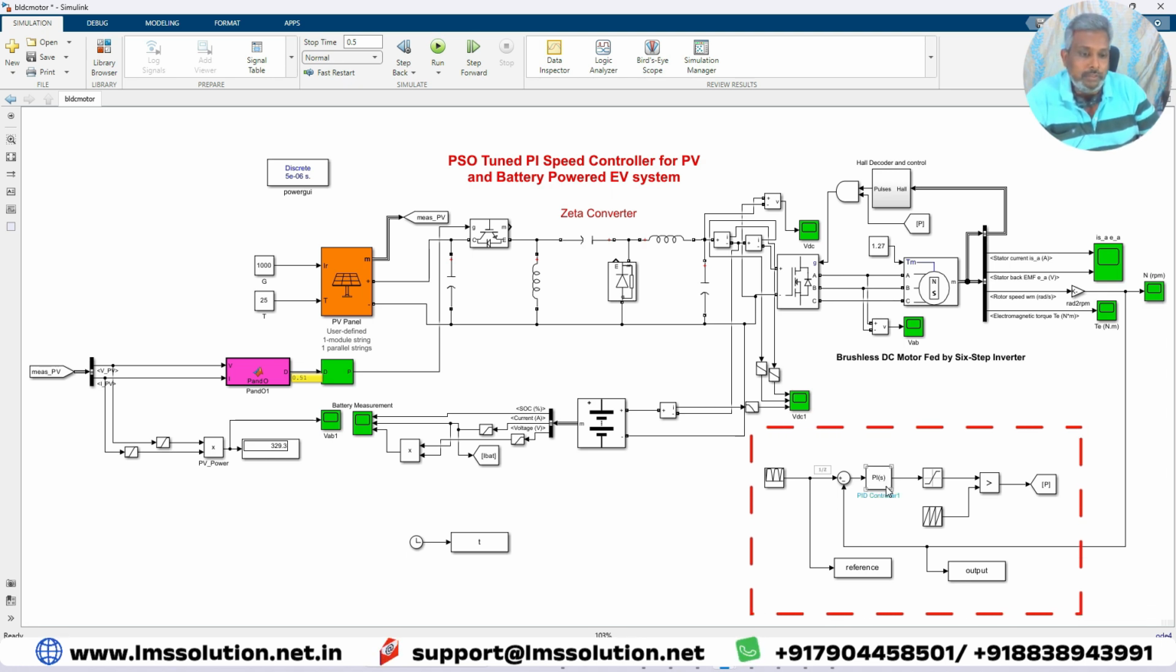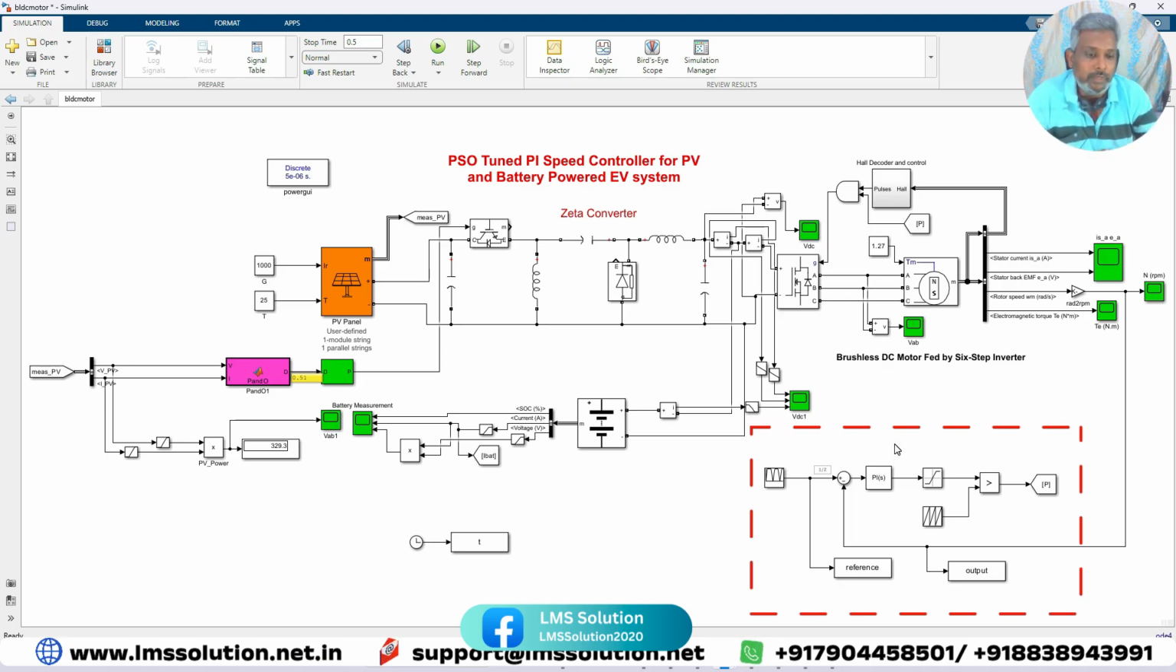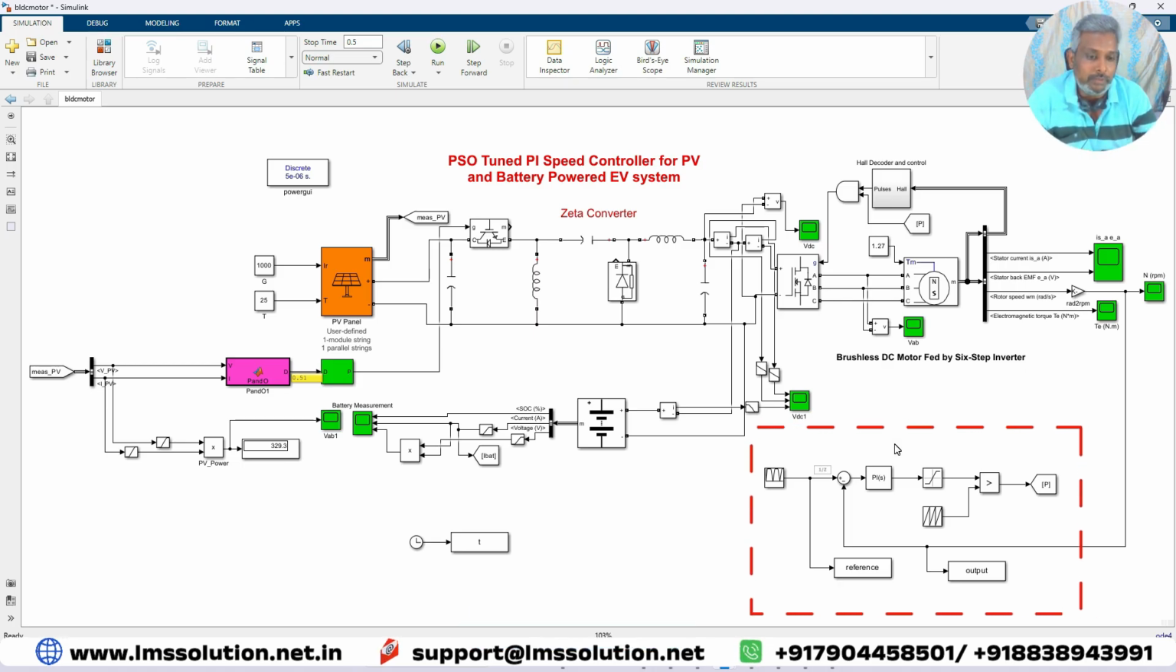In conventional methods, you can use the transfer function model concept or manual tuning. When you go with manual tuning, there will be some problems. We cannot find the optimal value for KP and KI. In order to find the optimal value, you must use an optimization method. Here we are going to use particle swarm optimization for tuning the PI parameters.